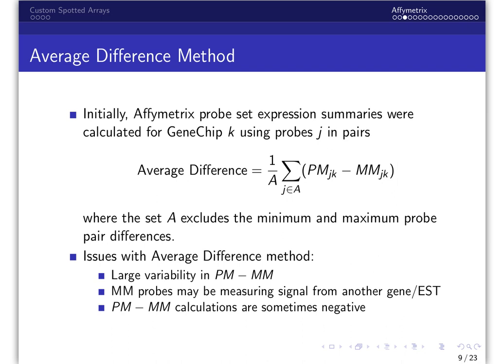Also, when using the average difference method, when the MM intensities were greater than the corresponding PM intensities, a negative signal would result. Not only is this counterintuitive, but it made application of common transformations, such as the log, prohibitive because one cannot take the log of a negative number.